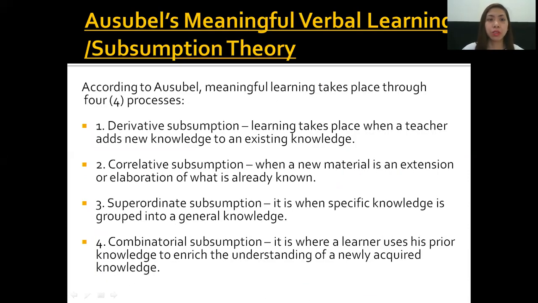Meaningful learning takes place through 4 processes. First is derivative subsumption. Learning takes place when a teacher adds new knowledge to an existing knowledge. Correlative subsumption is when new material is an extension or elaboration of what is already known. Superordinate subsumption is when specific knowledge is grouped into a general knowledge, while combinatorial subsumption is where a learner uses his prior knowledge to enrich the understanding of a newly acquired knowledge.